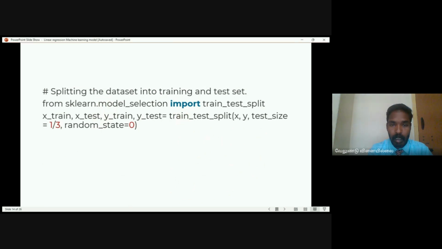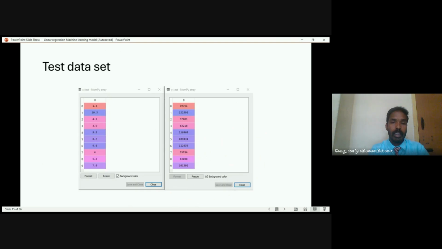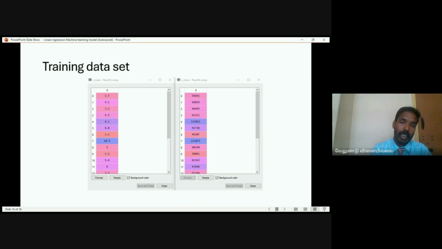So this is the dividing the data set. Training and testing is over. The next is, yeah, this is the test data sets, and this is the training data sets. We are dividing these two. So my train data sets ready, my test data set ready. Now we have to give these data sets into our regression model.